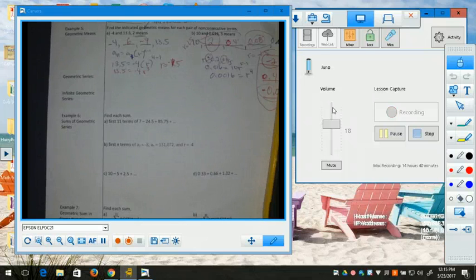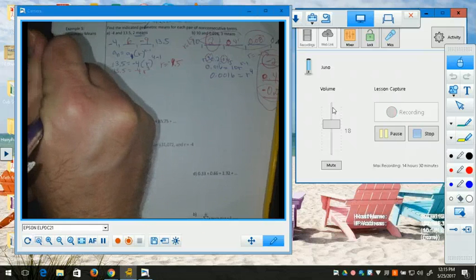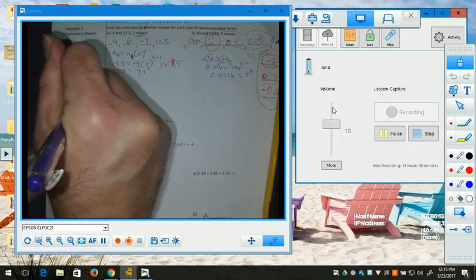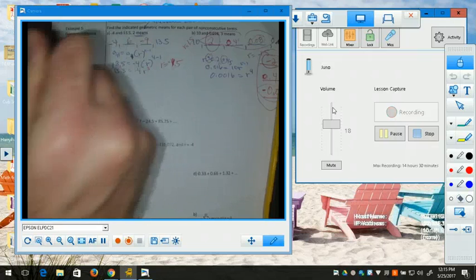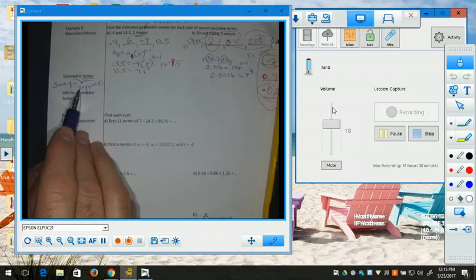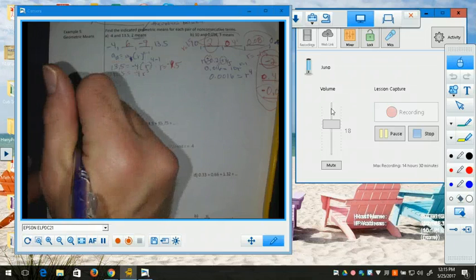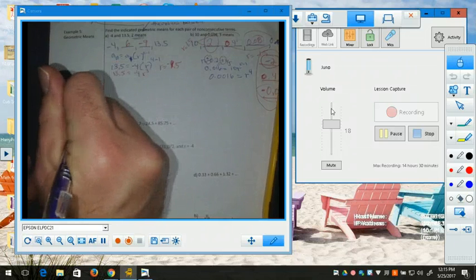A geometric series is the sum, obviously series is the sum of the sequence. Sum of a geometric sequence, just like the arithmetic series was the sum of the arithmetic sequence. This one's the geometric sequence. Now, there are a couple ways that I can calculate this. We actually need to look for finite. We're going to do finite formulas.